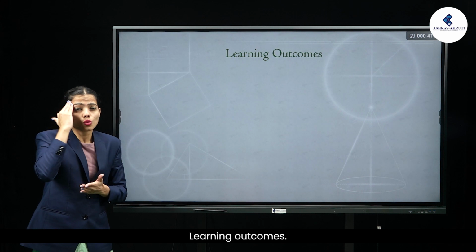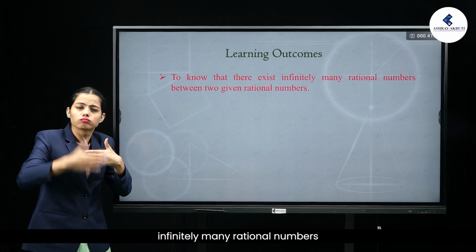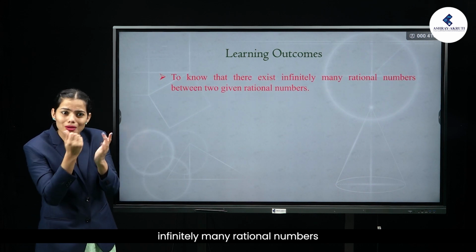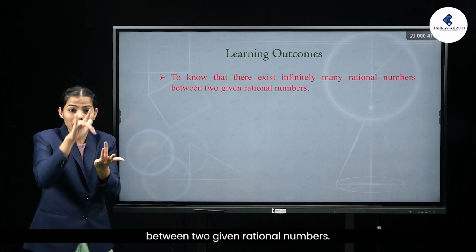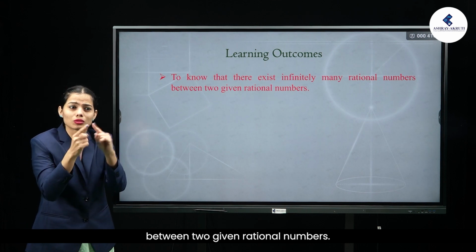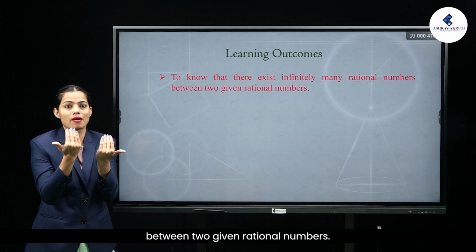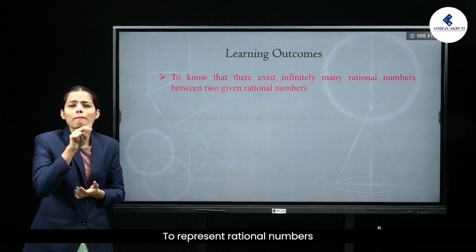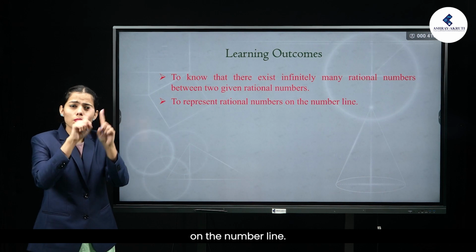Learning outcomes. To know that there exist infinitely many rational numbers between two given rational numbers. To represent rational numbers on the number line.